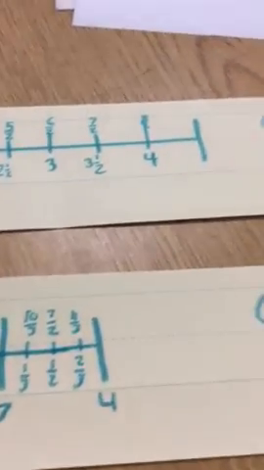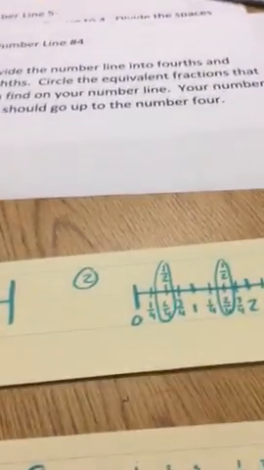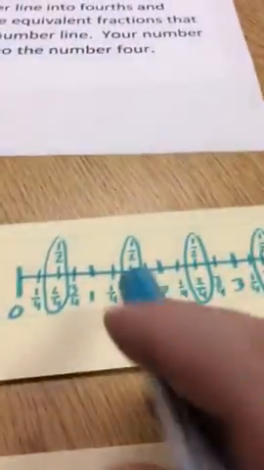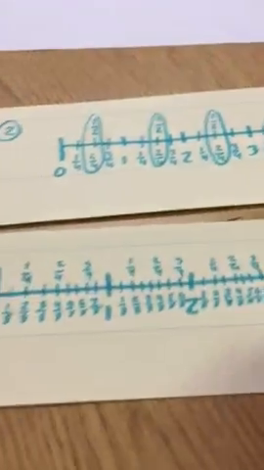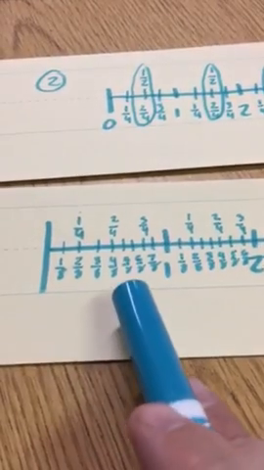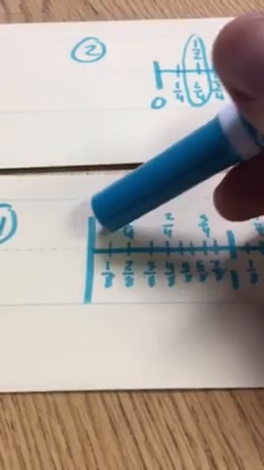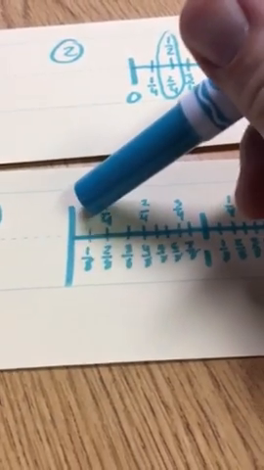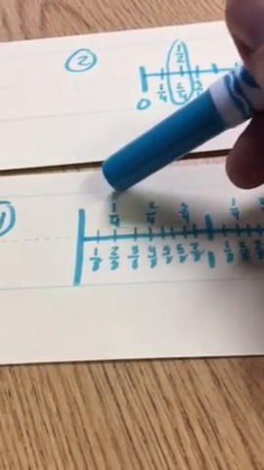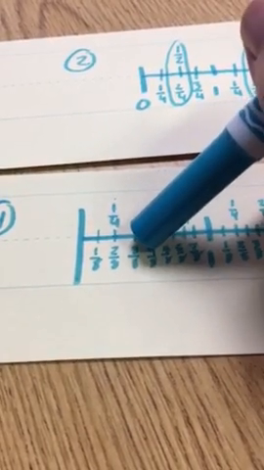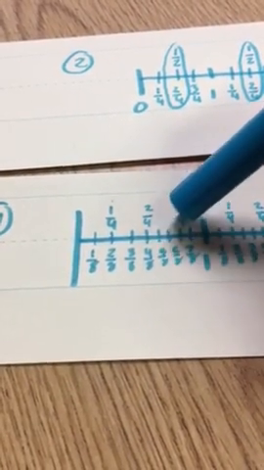All right. 4, you have fourths and eighths. You're circling the equivalent fractions that you can find on your number line. This is a lot like the one we did with the halves and the fourths. So on fourths and eighths, I just did the eighths. Okay. And above, on the fourths, I just skipped every other line. And again, we did one similar to this the other day. And so I have 1/4, 2/8, 2/4, 4/8, 3/4, 6/8.